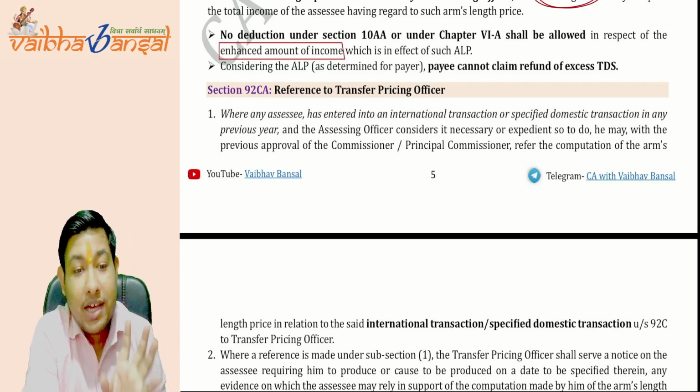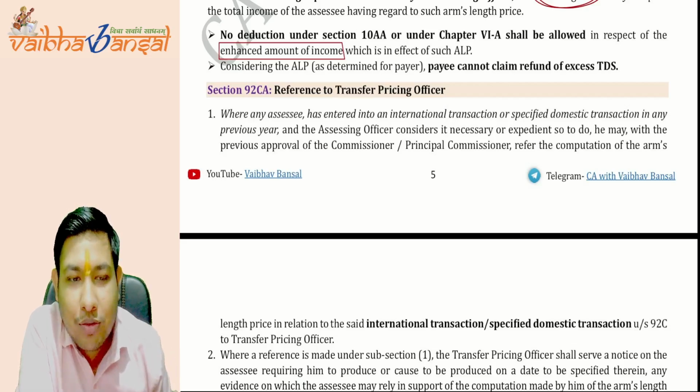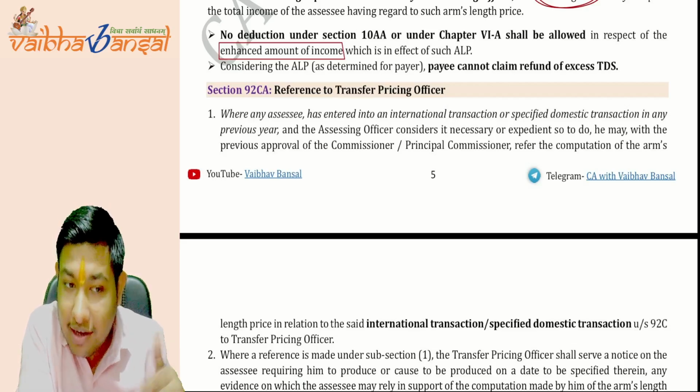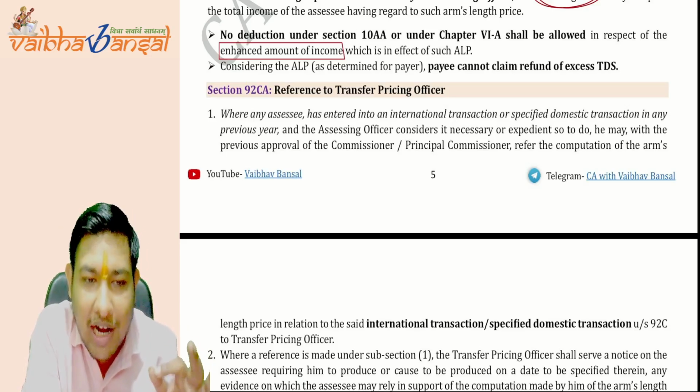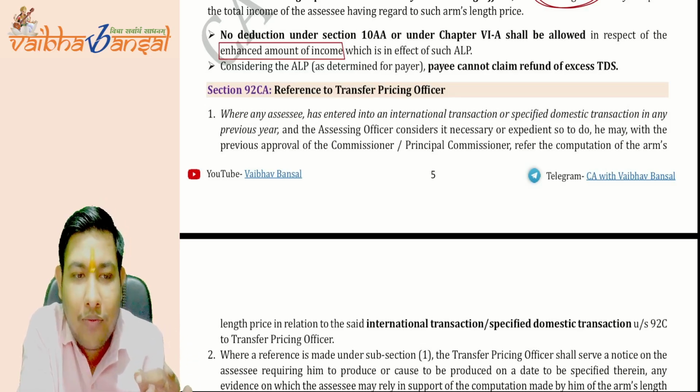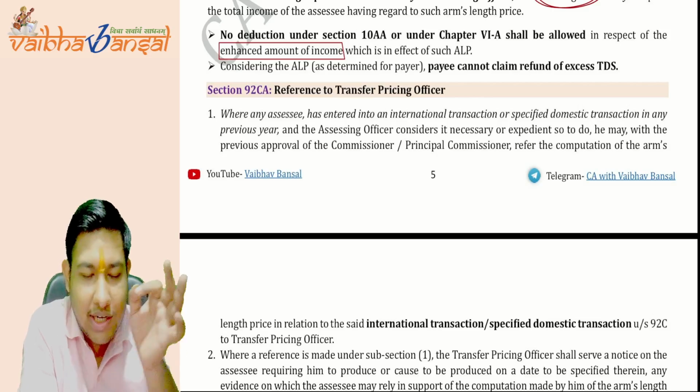So he can make a reference. He can make a reference to whom? He can make a reference to the transfer pricing officer. Listen to me very carefully. He can make a reference to the transfer pricing officer. In short, we will call it a TPO, transfer pricing officer.